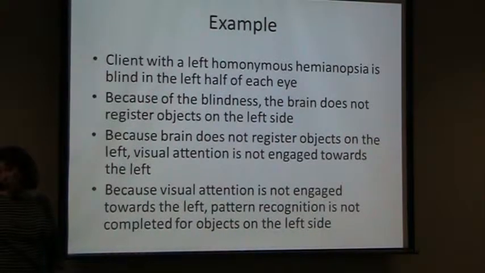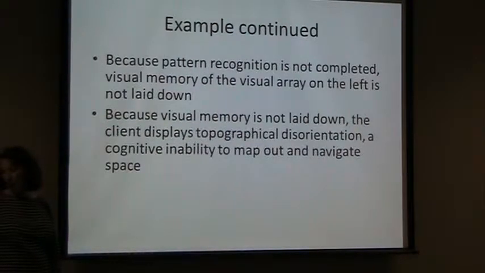Here's her example. You have a client with left hemianopsia, blind in the left half of each eye. The brain doesn't register objects on the left side because it doesn't see them. Visual attention isn't engaged towards the left side. There's no pattern recognition on the left side of the world. There's no visual memory because there's no visual attention, no scanning. And so the client is kind of wandering around, and has difficulty getting from one place to another.